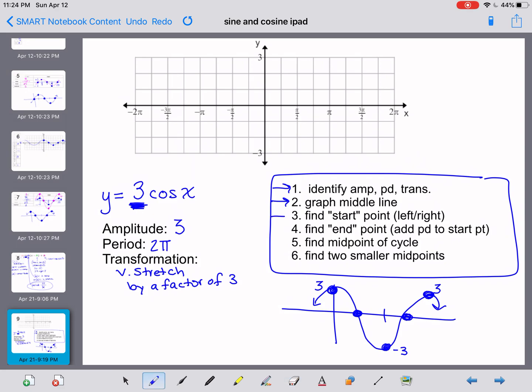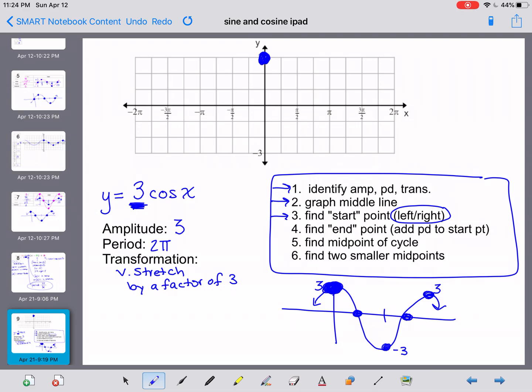All right, so step 3, find the start point. So our start point is this one right here when I said we started up. Now it says find start point left or right. So if there is a horizontal shift left or right, we're not going to start here at this point that we did when we drew our sketch, right? This point would be moved left or right. This one does not have a horizontal shift, so I'm going to start up at 0, 3. I'm going up to 3 because of my amplitude. Normally, cosine, look back at your parent function, it starts at 0, 1. I'm going up to 0, 3 because of the amplitude.